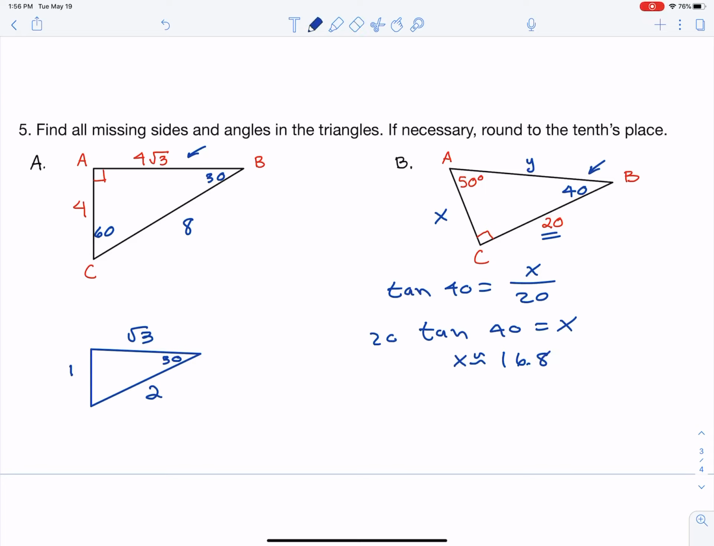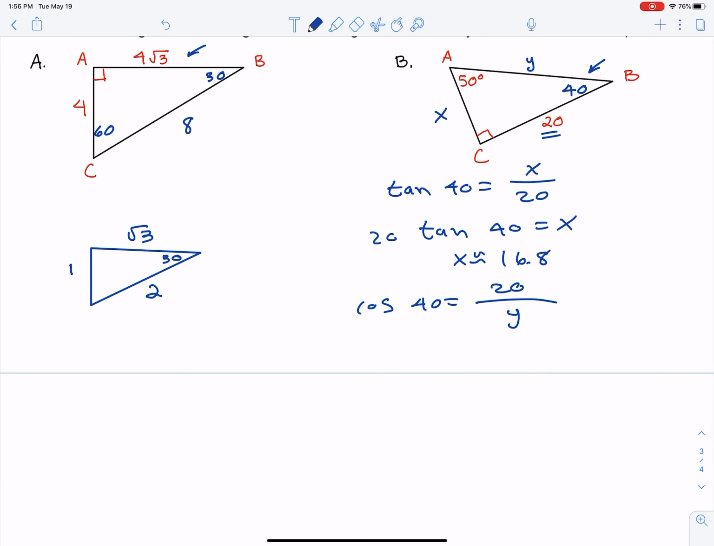So let's see. I'm going to use the angle of 40 degrees, and I'm going to use that 20 again. So now I have adjacent over hypotenuse. Oh, that's cosine. So the cosine of 40 equals adjacent, which is 20, over the hypotenuse, which is Y. So Y times the cosine of 40 equals 20. So Y equals 20 divided by the cosine of 40.